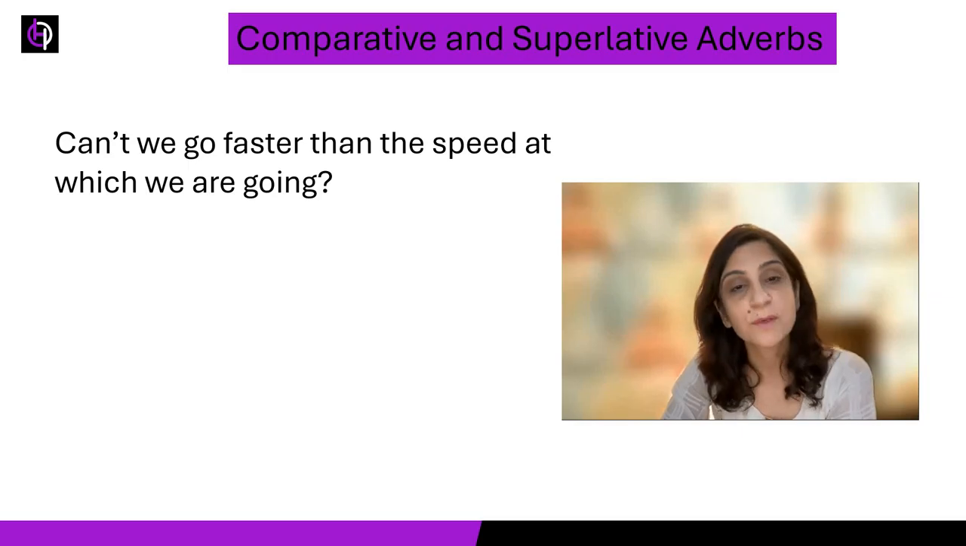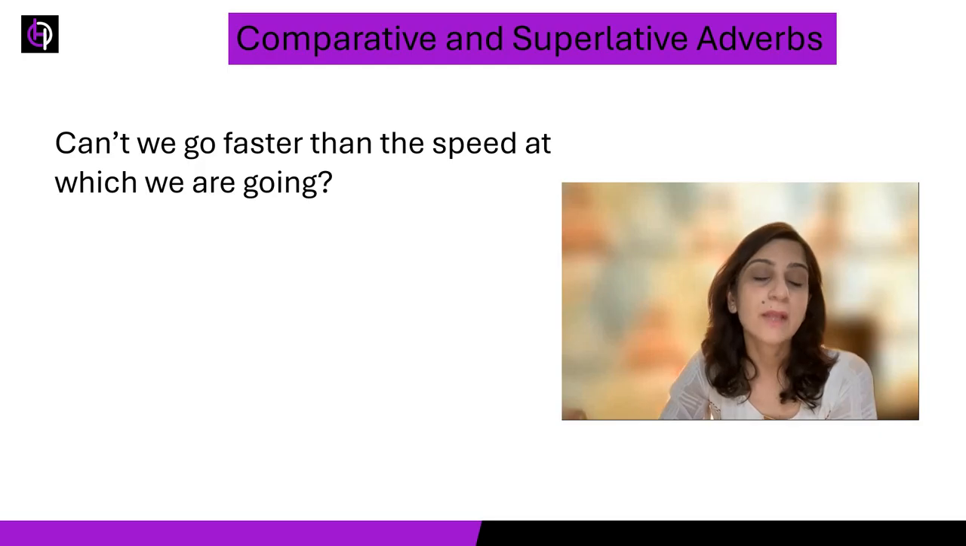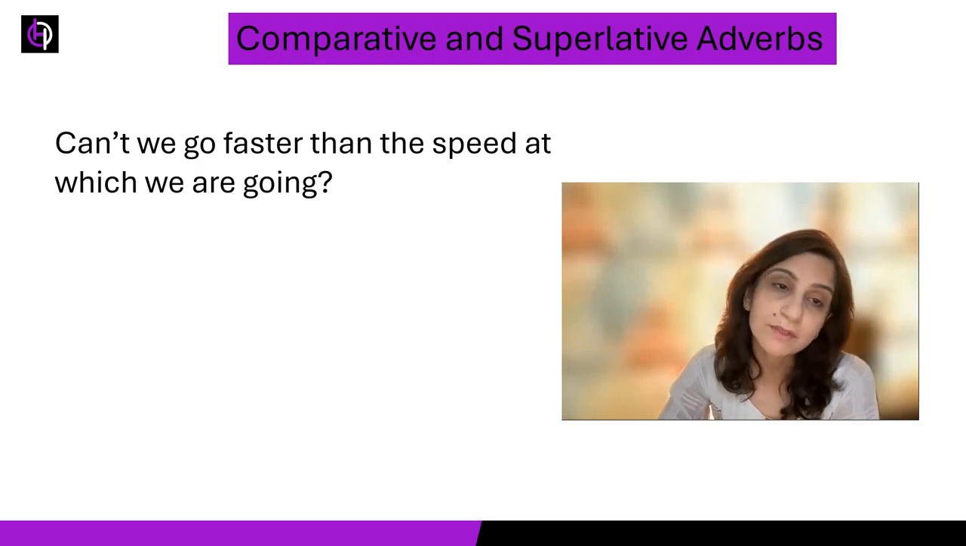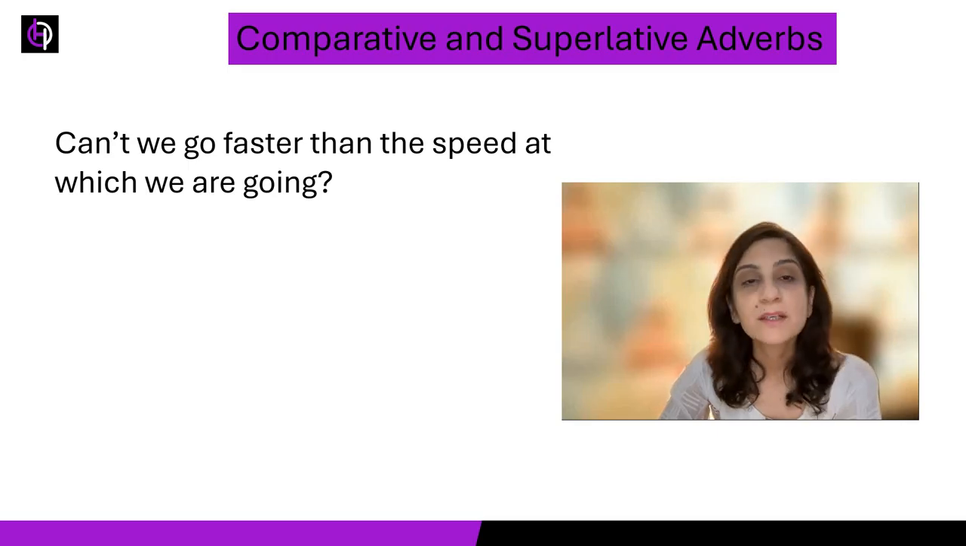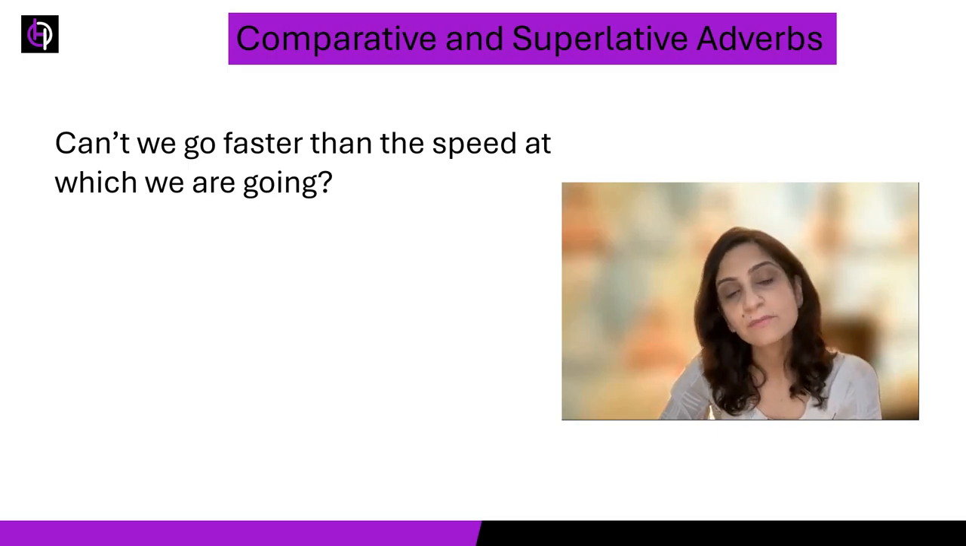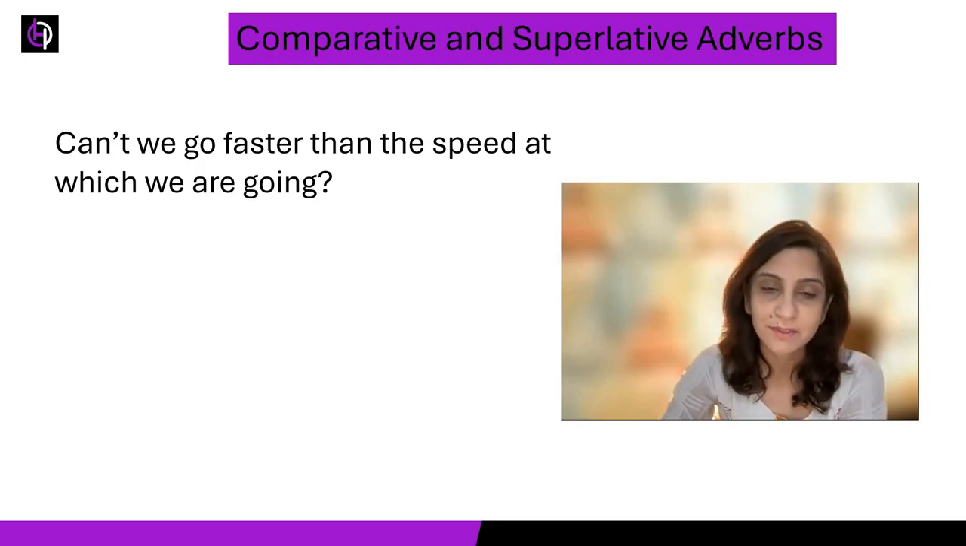I'll come to this part of the adjectives and adverbs in the later part of this video. Right now, you just need to know that we are looking at comparative adverbs. And with comparative adverbs, we use than a lot of times. But if we do not use than, even then we are able to convey our sentences as in this example, can't we go faster? It's a question that has been raised.